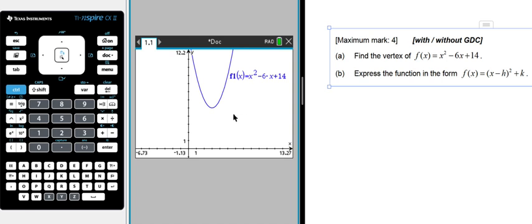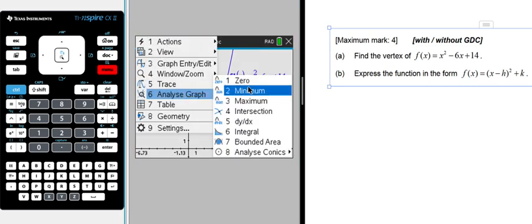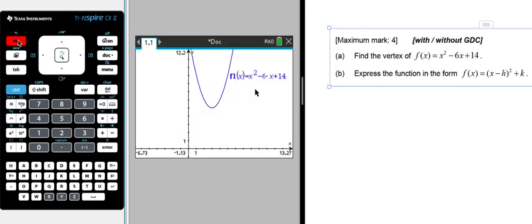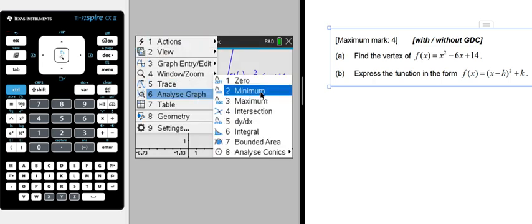Now in that particular question, I've been asked to calculate the vertex, so I have to analyze the graph through the menu option, menu, number 6, analyze graph, and then I'm going to find the minimum, because of the way the graph is portrayed. Let me go back so you can see, that point, the vertex, which is the tip of the parabola, in that form, it's going to be a minimum. If it was the other way around, it would have been a maximum. So menu, analyze graph, we're looking for the minimum.